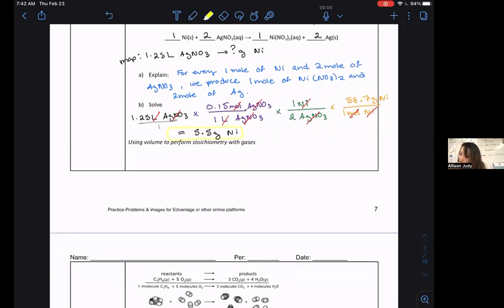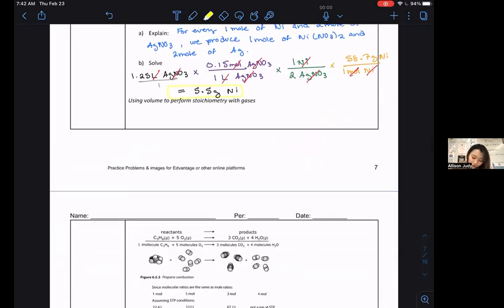Okay. So we can do the same process using molar volume with gas-based reactions. Remember that molar volume at standard temp and pressure is 22.4 liters for every mole of gas. Or another way to say it is, for every mole of gas, I take up 22.4 liters of space.